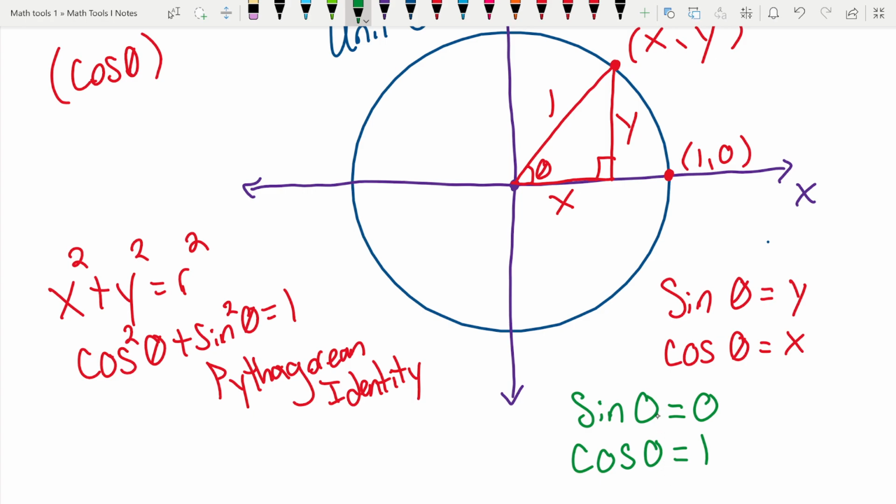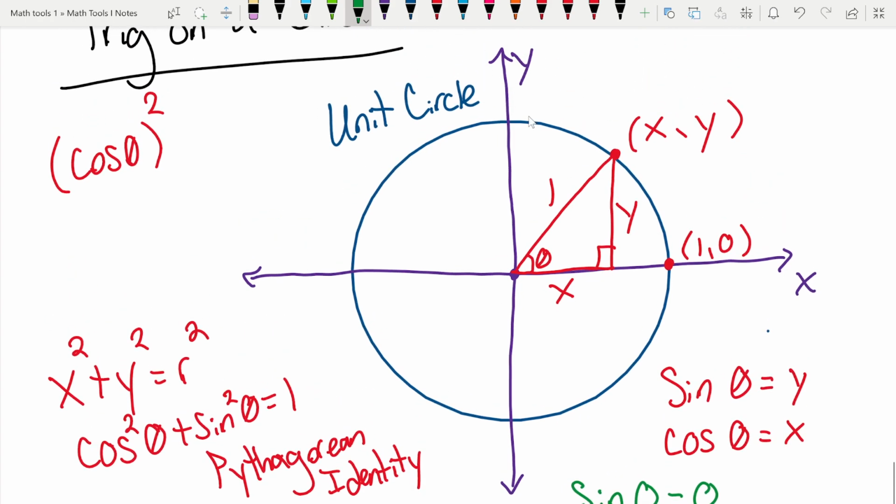And it doesn't matter if you're in degrees or radians here, because 0 degrees equals 0 radians. But we are measuring in radians now. If we were to look at 90 degrees, we would be right here. So we'd be at the point (0, 1).